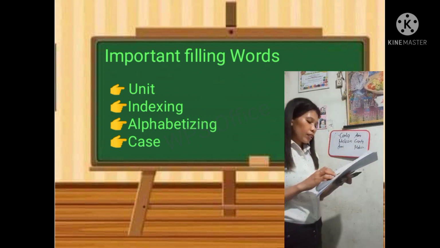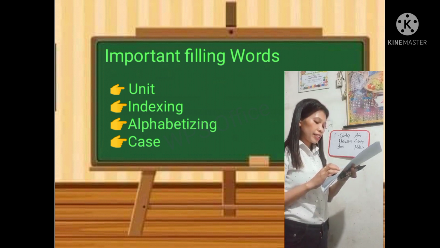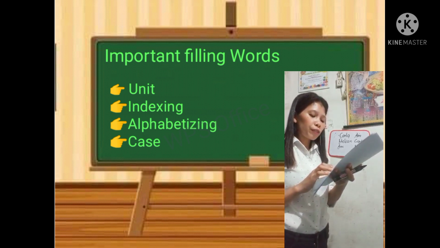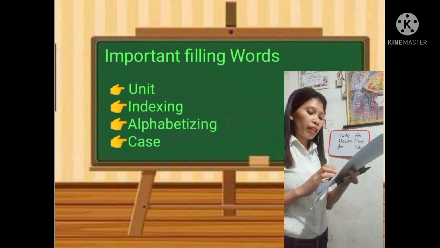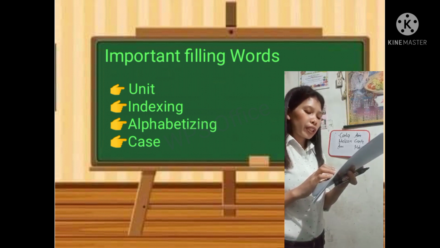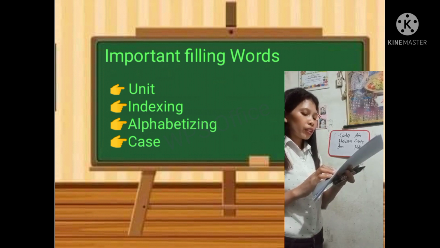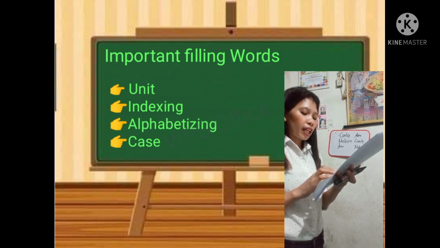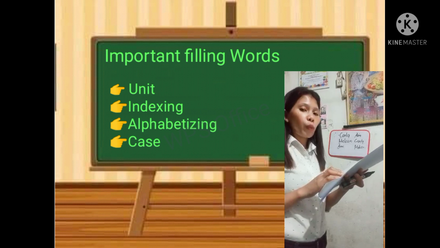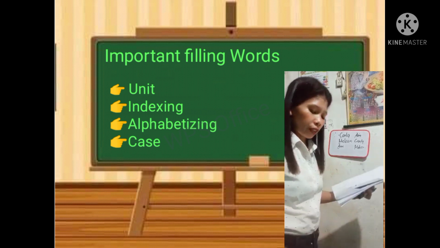Next is the case. The case of the letter refers to whether the letter is written as a capital letter A, called the uppercase, or written as a small letter a, called the lowercase. In alphabetizing, an uppercase letter is treated the same as the lowercase letter.